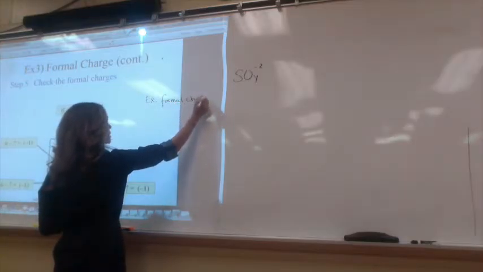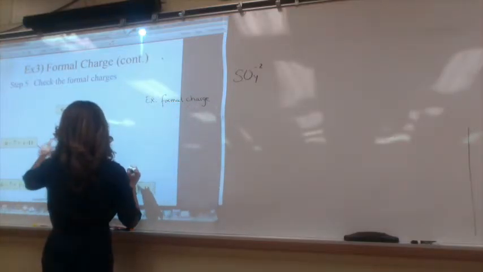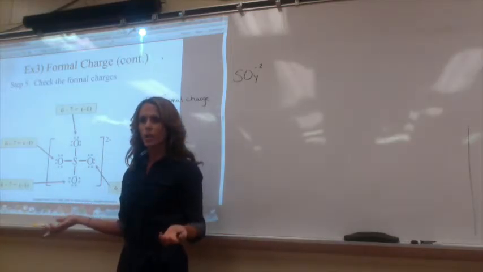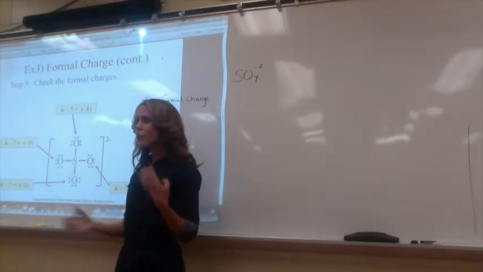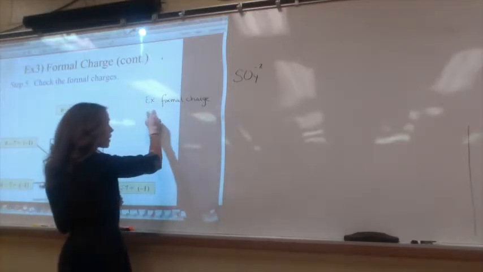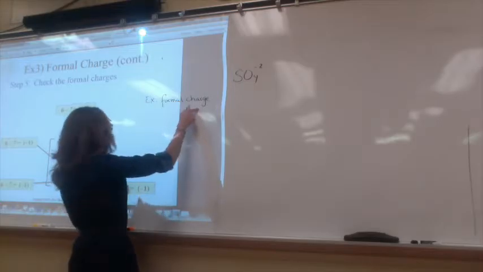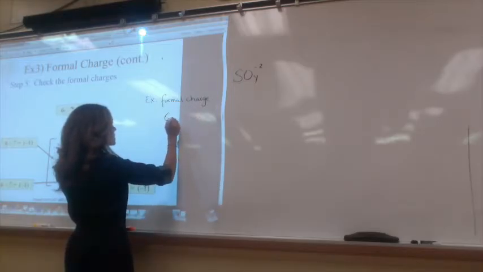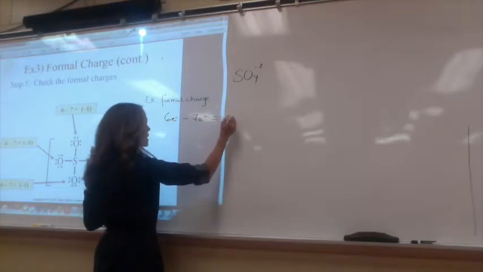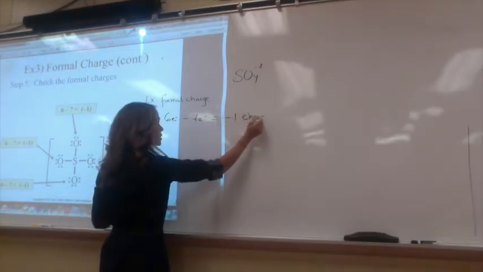Because I don't know that it's very clear that you just write -1, -1, -1, and -1 on this, that someone's going to understand what you mean. You have to show how you calculated formal charge. You can't just write numbers down. So if you wanted, you could say example formal charge and then show 6 electrons minus 7 electrons equals -1 charge. If you're going to do something like that.